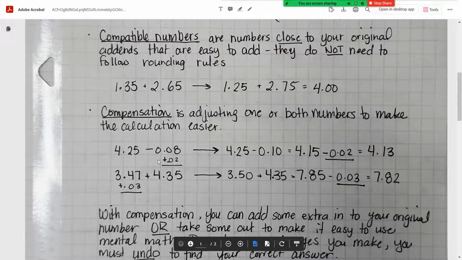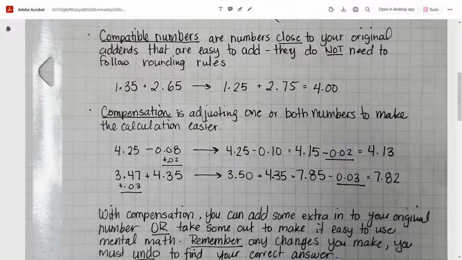Now, since I added in 2 hundredths extra, I need to take them back out. Whatever extra you put in, you need to remove so you can get back to your original answer. And that will leave me with 4 and 13 hundredths.